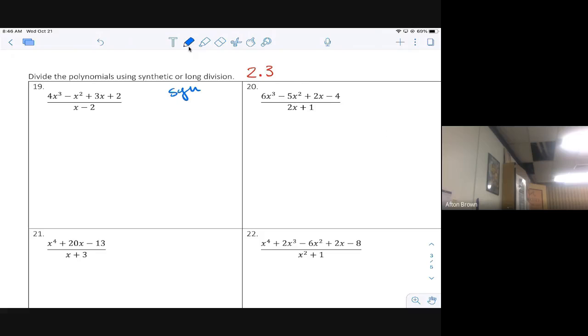All right, let's go over the homework. Last night you were supposed to try 19 and 21. You were supposed to use synthetic division. So I'm gonna go ahead and get you started with that.